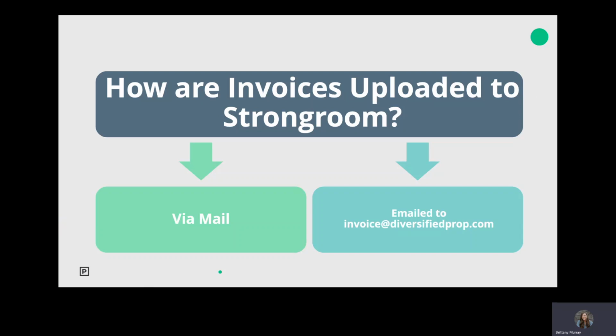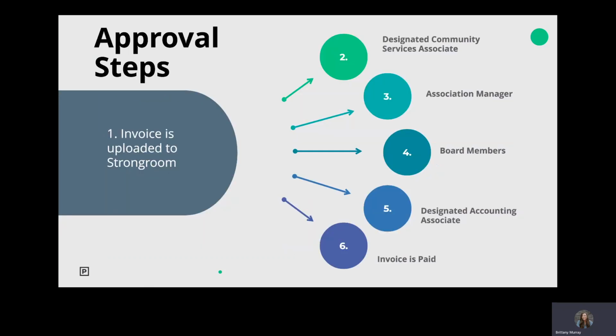And you may be wondering, how are these invoices getting into Strongroom? Well, we have a few different ways. Diversified receives invoices in the mail for your association, and we scan them into the system. Or invoices can also be emailed to invoices@diversifiedprop.com. And once those invoices are uploaded into Strongroom, the designated community services associate or assistant community manager is alerted, and they review the invoice to ensure it is assigned to the correct association and vendor. They also code the invoice based on the association's budget and GL expense.